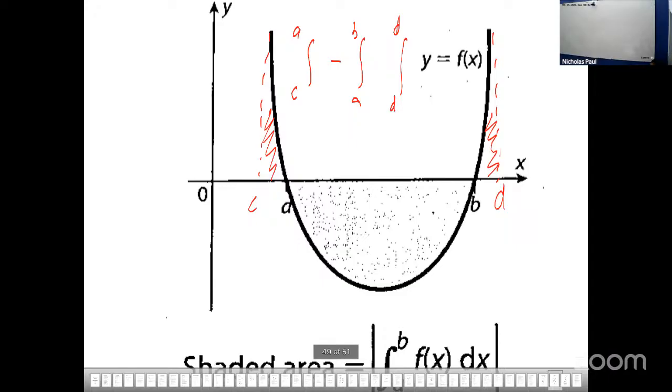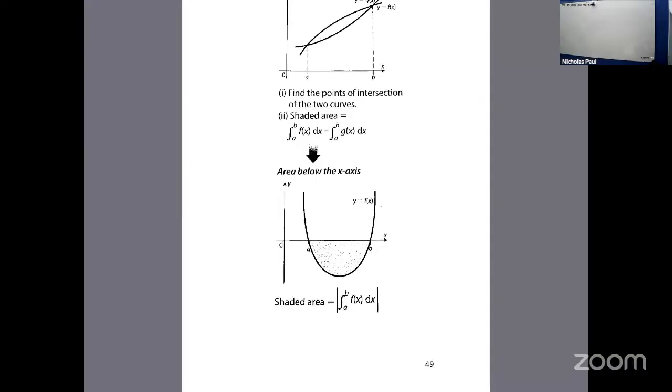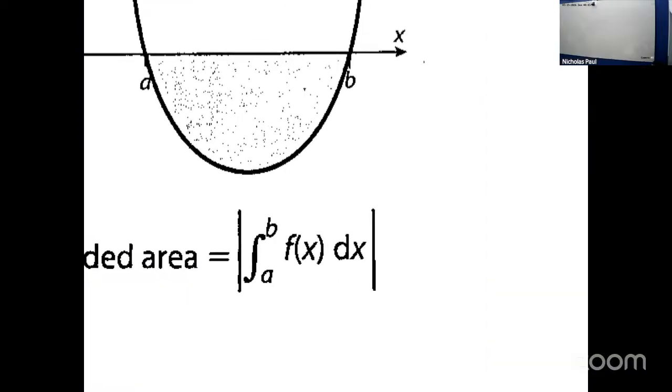Okay? So how would you know the part below the axis if they don't give you a graph? Yeah, sketch it. All right, so you've got to be able to sketch your functions, right? Right, and next we could put it as a modulus, right?